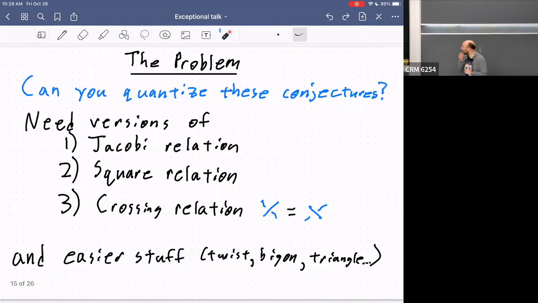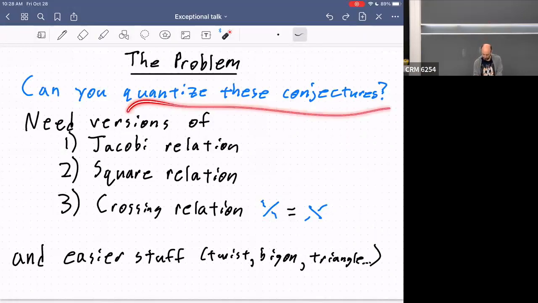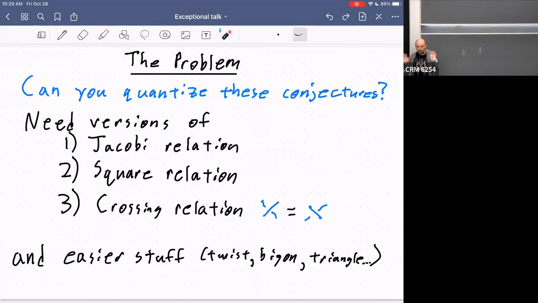All right. Okay. So now we get to the problem that I want to talk about. It's not me, it's whether you can quantize these conjectures. So can I quantize these conjectures? So what do I need? First I'm going to replace symmetric trivalent tangles with just trivalent ribbon tangles.